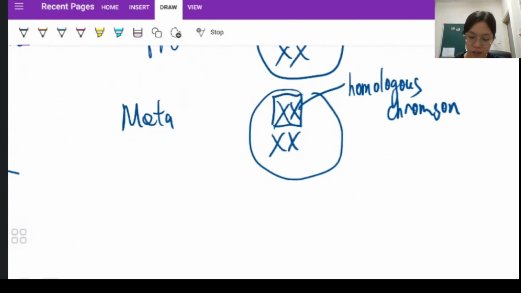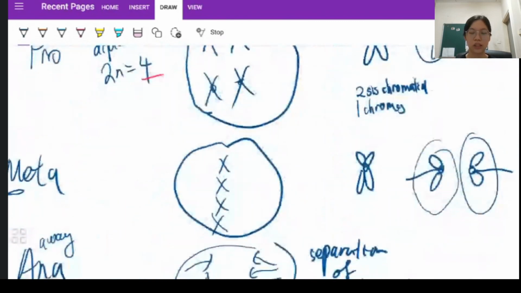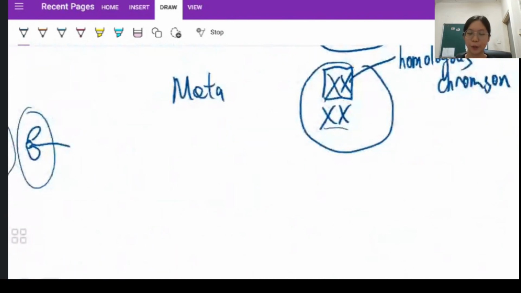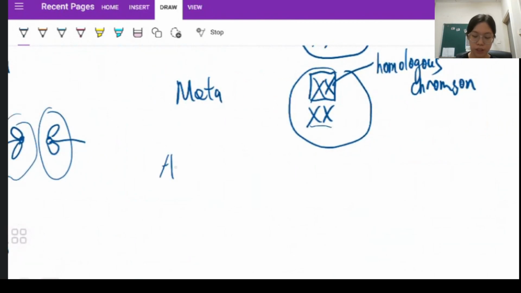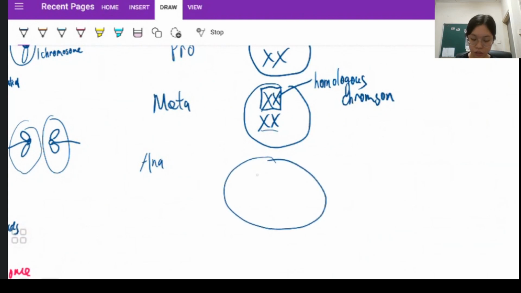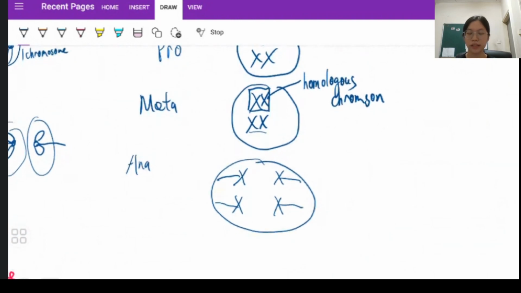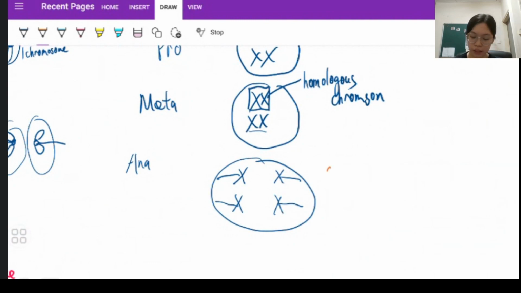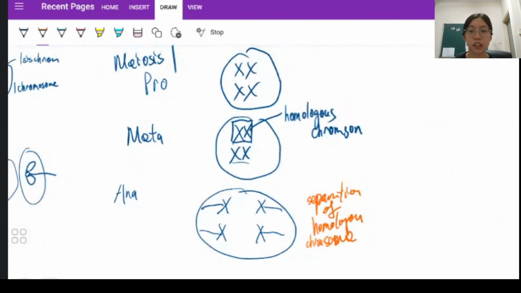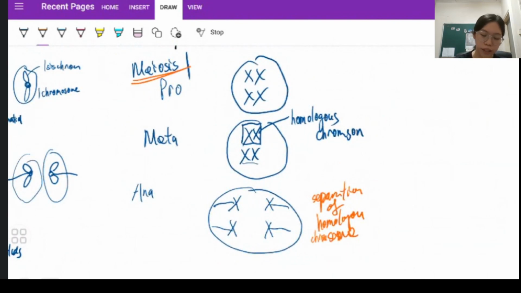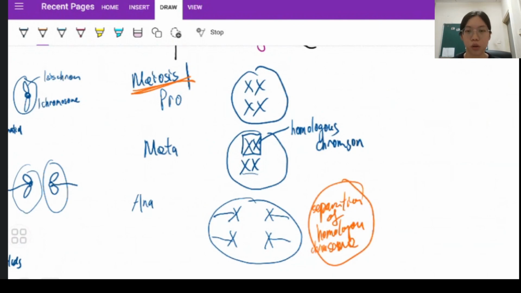Okay, after that, at metaphase, the homologous chromosomes line up together. So a pair lines up, a couple lines up, compared to mitosis where they line up singly. After metaphase is the part where they separate. So during anaphase right here, can you see that? Wow, they got separated, right? So the couple got separated. So it is basically the separation of homologous chromosomes. So meiosis 1 focuses on the separation of homologous chromosomes.